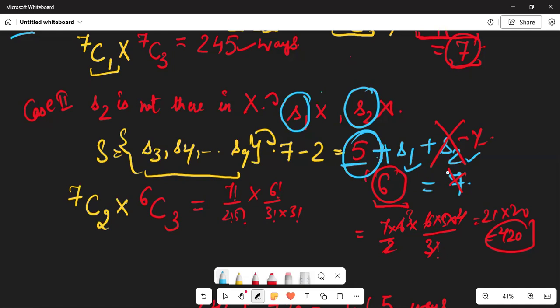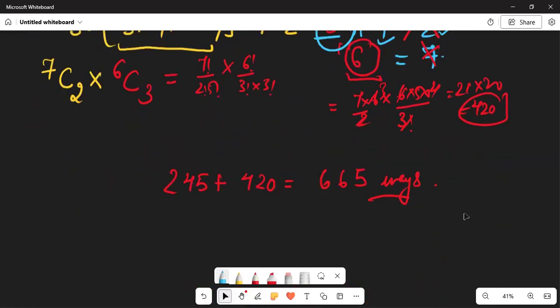और क्योंकि सेम ही केस है, सेम इवेंट चल रहा है, मल्टीप्लीकेशन आएगा, एडिशन नहीं है। 7C2 into 6C3 will be giving 420 ways, and in total you will be getting 245 plus 420 equals to 665 ways.